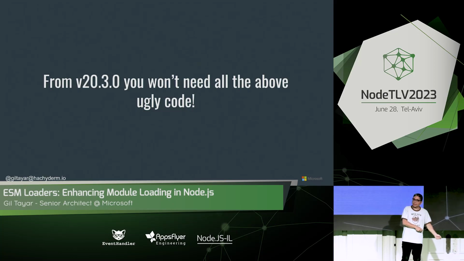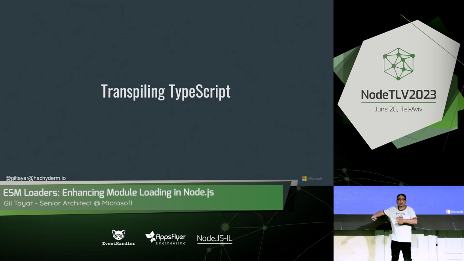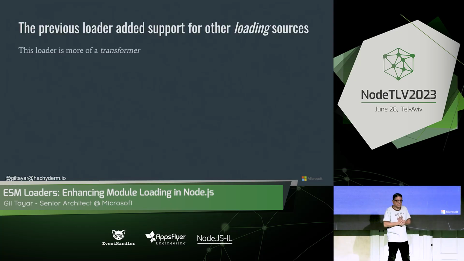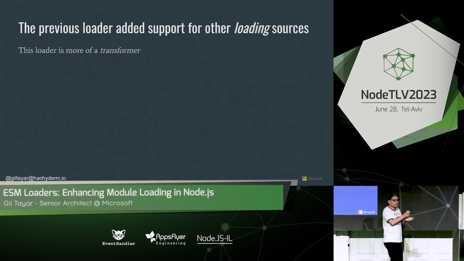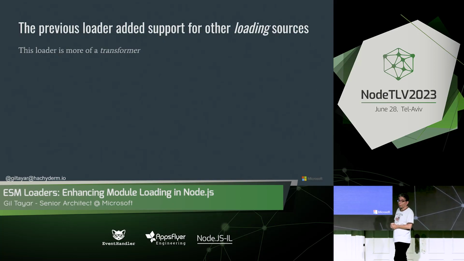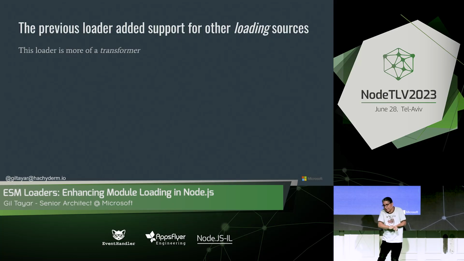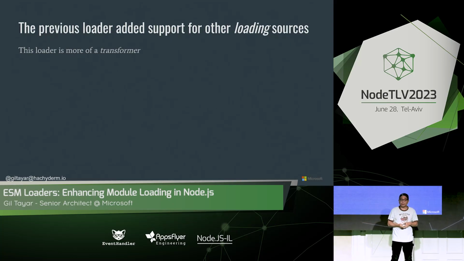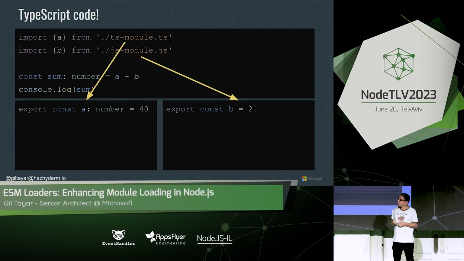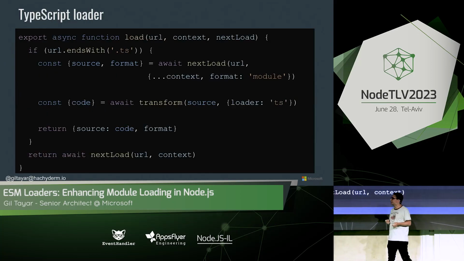Let's write another loader, transpiling TypeScript. Obviously, everyone wants their TypeScript code to just run without any need for ts-node or whatever. So you can just load loaders. Now, the previous loader we saw supported loading from sources like HTTP or whatever, FTP or, I don't know, BitTorrent. This loader is more of a transformer. It takes code that was previously loaded and transforms it into another form. So it's a different type of loader. For example, we have TypeScript code, the ts-module.ts, and it should work. Okay, so we run it without the loader, we get unknown file extension, and with it, obviously, it works.